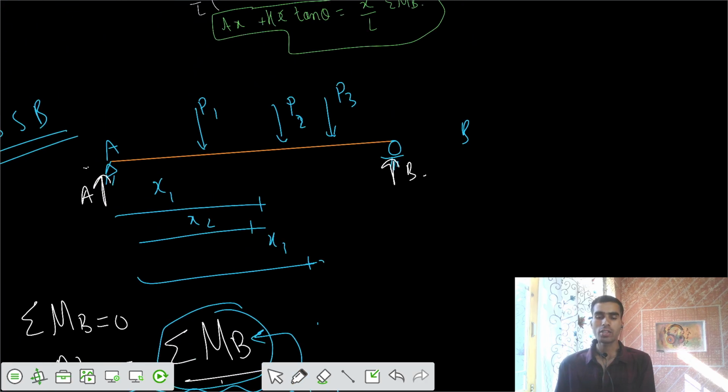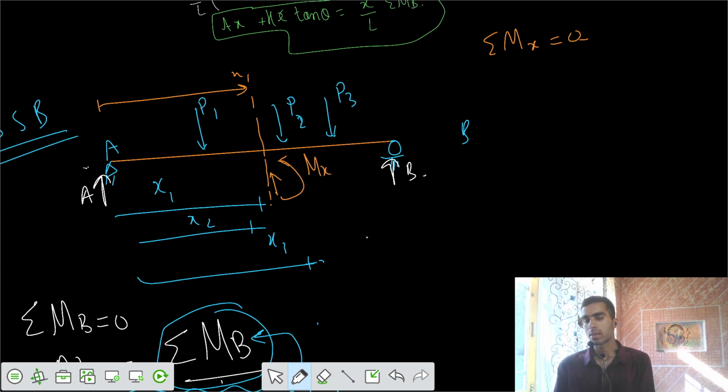Now I take any section. Let's go for any section X. What is the summation of moments at that section X? If I cut the section, there might be some shear, there might be some bending moment mx. The difference between the cable and the beam is that we are saying the bending moment in the cable at any section is 0. But in the beam, it cannot be 0.